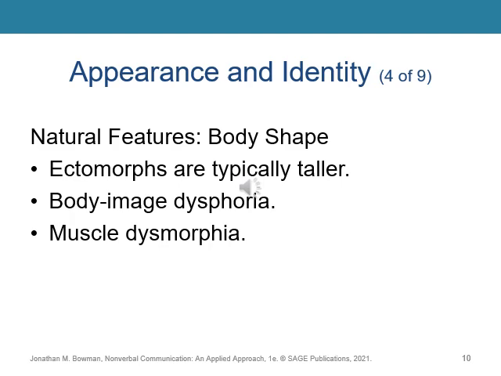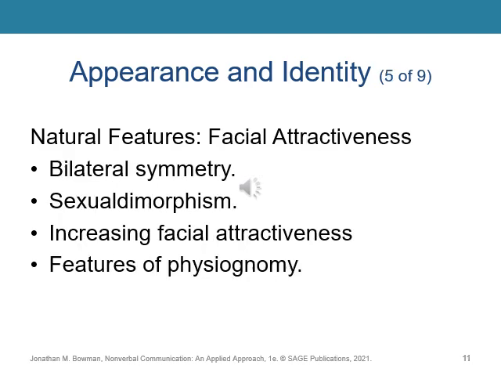Muscle dysmorphia refers to obsessively believing one has less muscle mass than one actually does and working to correct this perceived imbalance. Bilateral symmetry is the degree of similarity between the left and right sides of the face. Sexual dimorphism refers to a man's face appearing more masculine and a woman's face appearing more feminine. Taken together, increasing facial attractiveness means one's overall facial attractiveness can be increased by exhibiting pleasantness and displaying happy and positive emotional expressions.